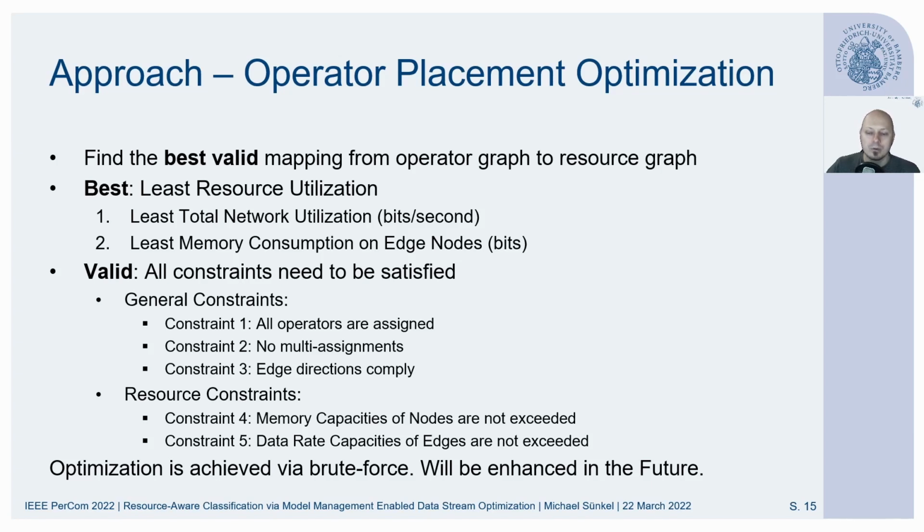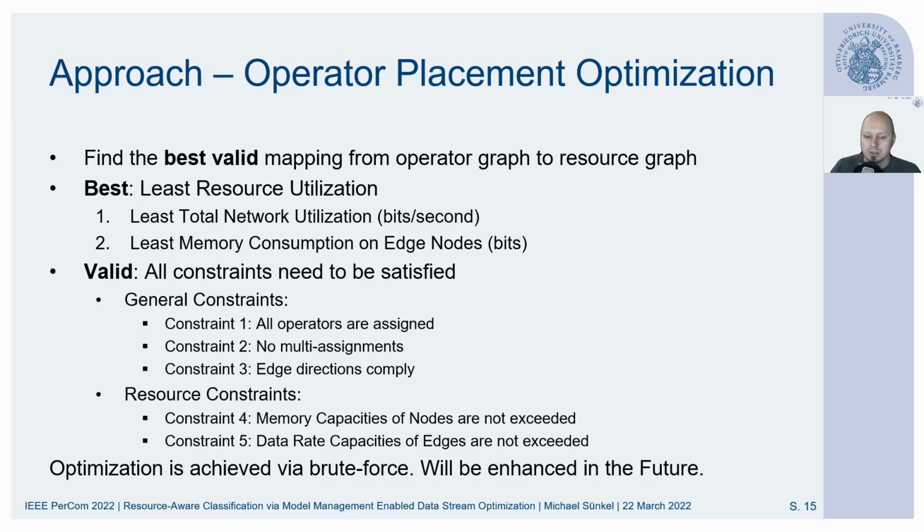Our first metric is total network utilization, in bits per second. And our second resource utilization metric is memory consumption on edge nodes in bits. And a valid mapping is a mapping that fulfills all general constraints and all resource constraints. The general constraints are simply graph-related constraints, like that all operators need to be assigned and that there are no multi-assignments, meaning that a single operator can only be assigned to one physical node, but not to several. And all edge directions need to comply also.